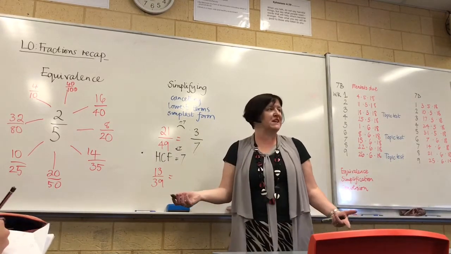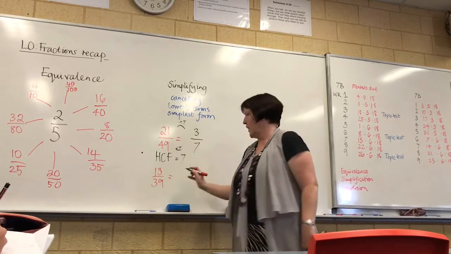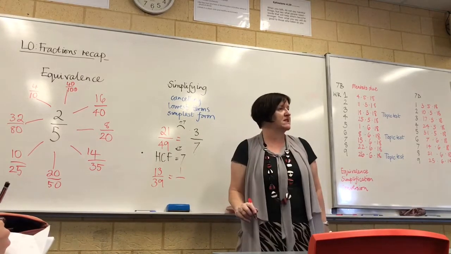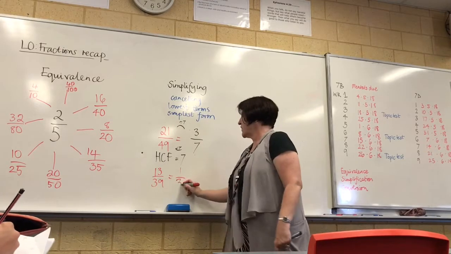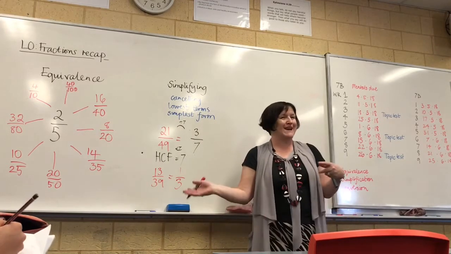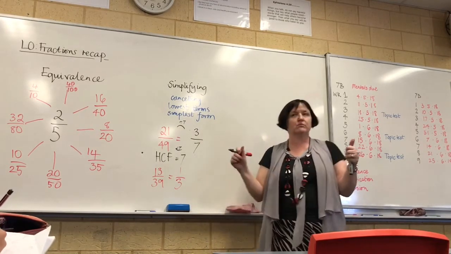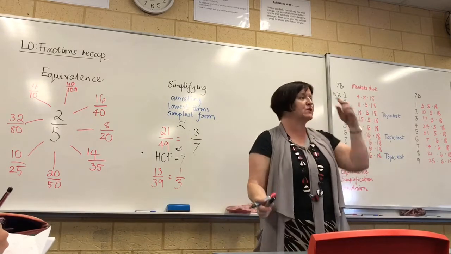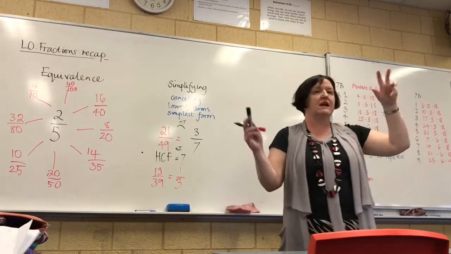So how many 13s are there in 13? 1. How many 13s are there in 39? 3. So your simplified form is 1/3. Okay? All with me? Now the only difficulty is when you're given really big numbers.